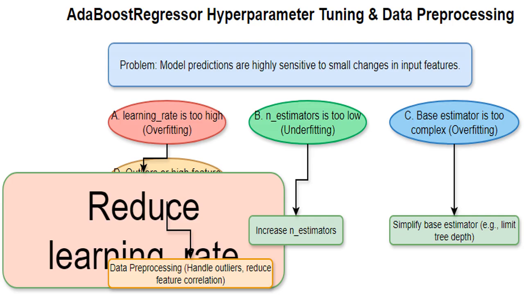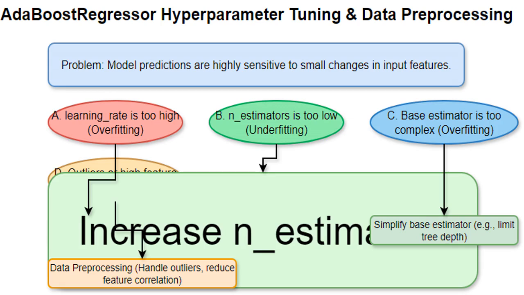I will reduce LEARNINGRATE to make my model less sensitive to the training data and improve its robustness to unseen data. I'm gonna increase NESTIMATORS. More trees will help the model to capture the underlying patterns in the data more effectively, thus reducing sensitivity to noise.